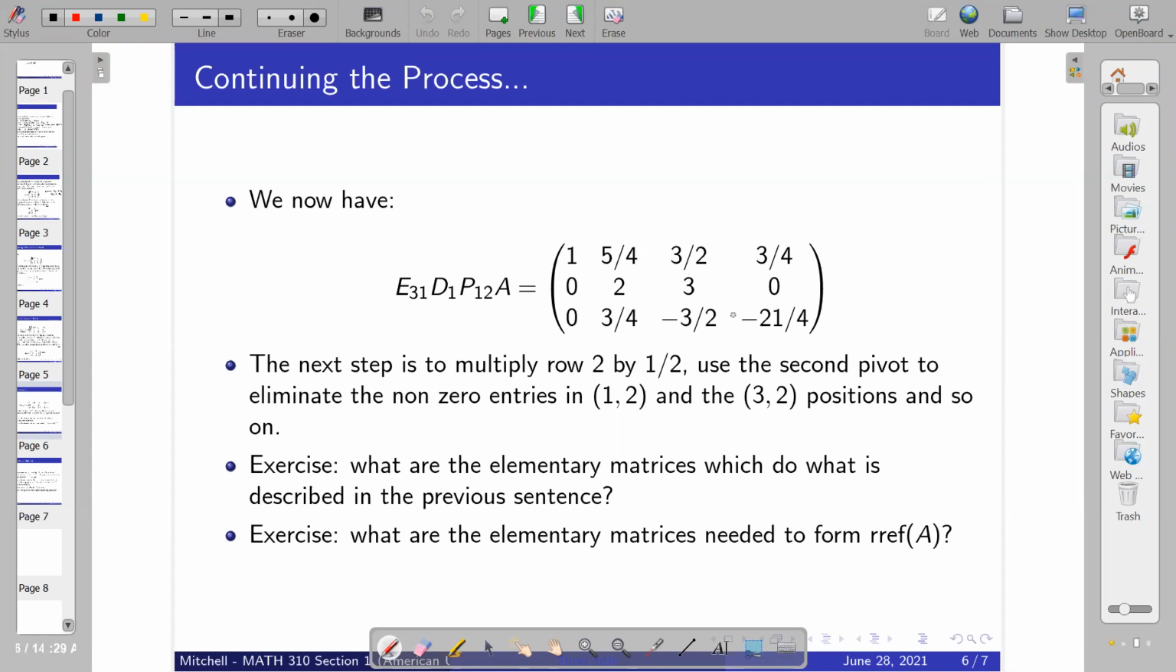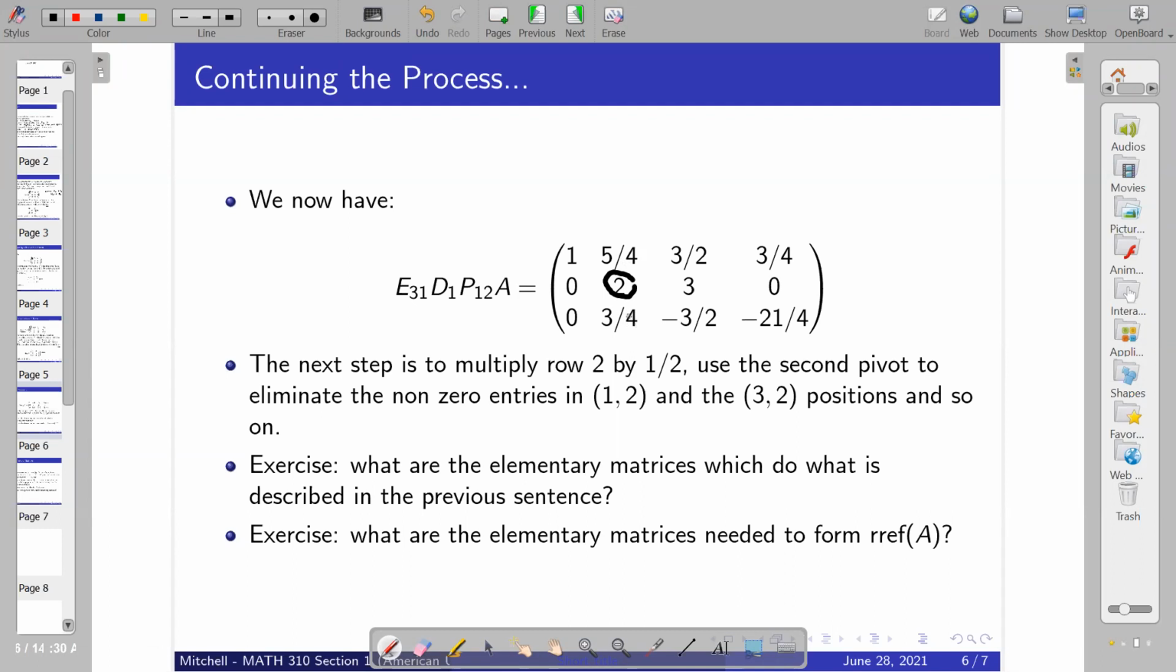I'd like to continue this exercise a little bit further. If you're using Gauss-Jordan elimination, the next thing to do is to eliminate the 2 that you see right here. Actually you wouldn't eliminate it, you create a 1, and then you would use that non-zero pivot to eliminate the positions above and below the 1 if you wanted to reduce A to RREF A.